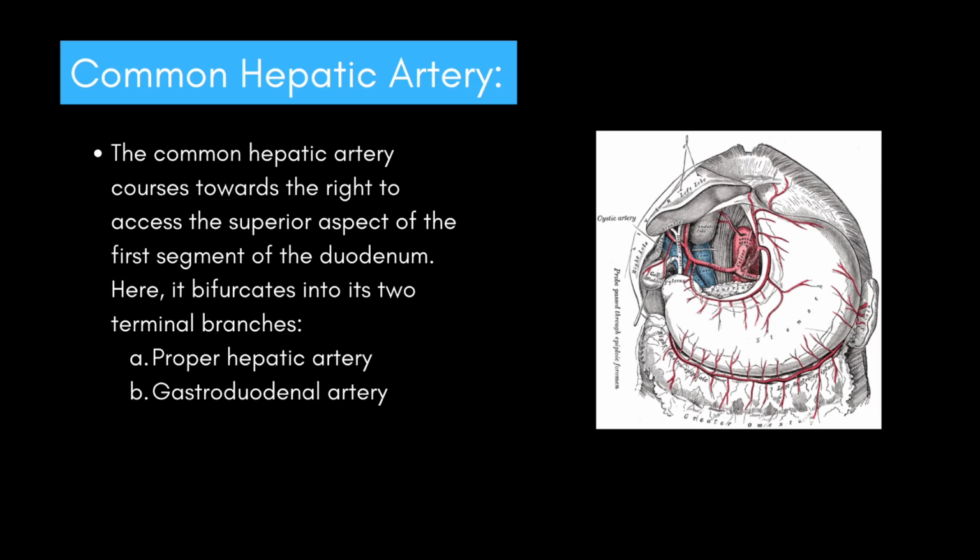So I'd like to open up today's content by talking about the common hepatic artery. The common hepatic artery courses towards the right to access the superior aspect of the first segment of the duodenum. Here it bifurcates into its two terminal branches, the proper hepatic artery and the gastroduodenal artery. Let's go ahead and take a closer look at these two terminal branches.